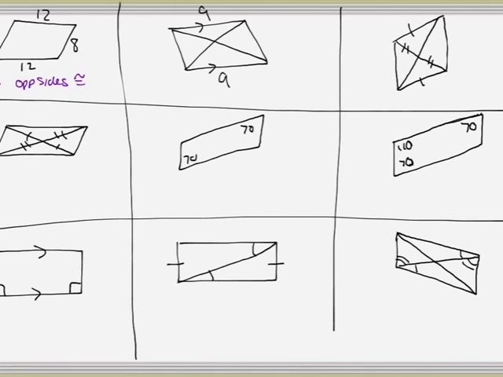Wait, would we use that in a proof? Yeah, that would be like our last thing. So if we were given this picture and we were asked to prove it's a parallelogram, then our last step would be like ABCD is a parallelogram, and our reason would be opposite sides congruent.